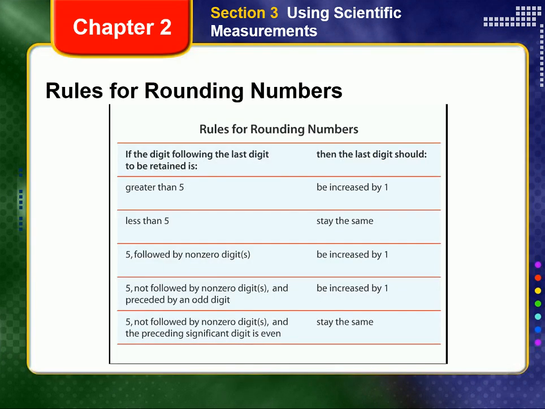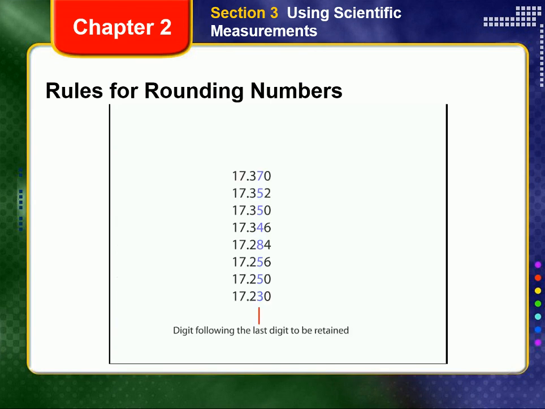Rounding rules help you ensure that the significant figures you report in a measurement or calculation are accurate. Once we find the digit following the last digit to be kept based on the rules for significant figures, we ask the following questions. Is this number greater than 5? If so, we round up. Is this number less than 5? If so, we round down. Is this number equal to 5? If so, we have more questions to ask.